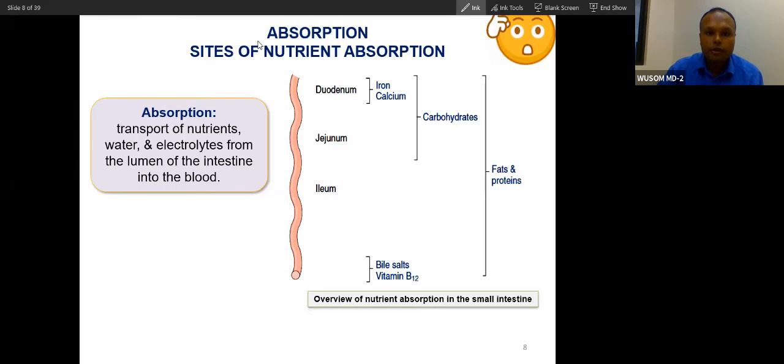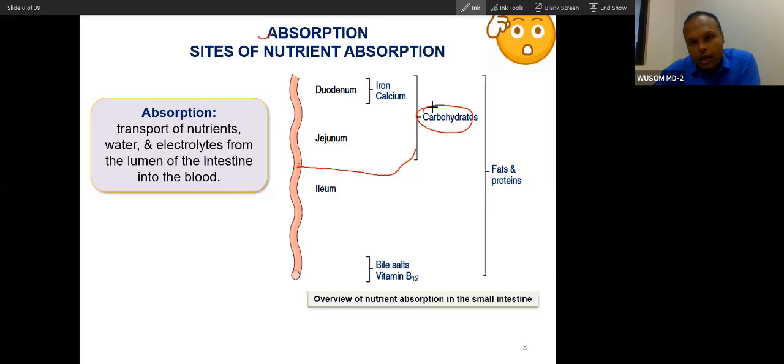So, absorption of nutrients. This is a very, very important slide. And this is very important. Why? Because in one slide, you will know the site of absorption of important constituents. And if you know this simple slide, later you will not have problems in understanding digestion and absorption. So absorption of carbohydrate will happen here only. It will not go beyond. It will happen in the duodenum and jejunum only, because digestion of carbohydrate is easy.